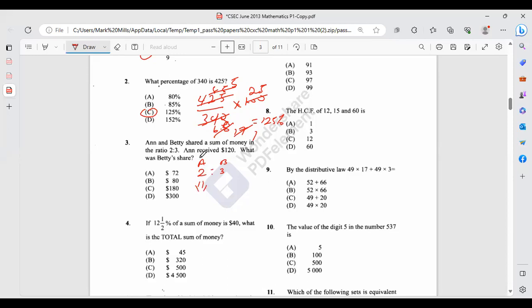Okay, so let's see how we do this. Anna received 120, so Anna has 2 parts. That means 2 parts will give you 120, right? So you are going to find what is 1 part. 1 part would be 120 divided by 2, which gives you 60. Now they ask for Betty's share. So 60 times 3, which gives me 180. Beautiful.